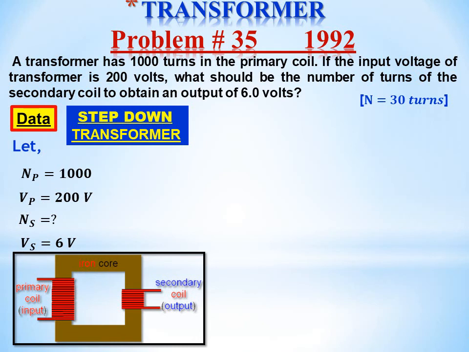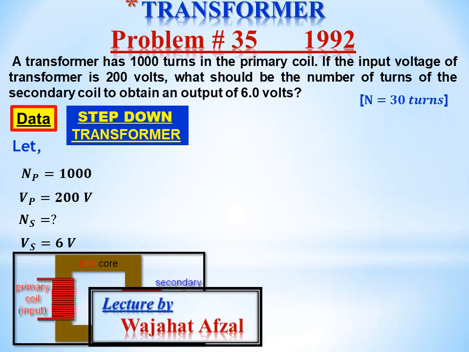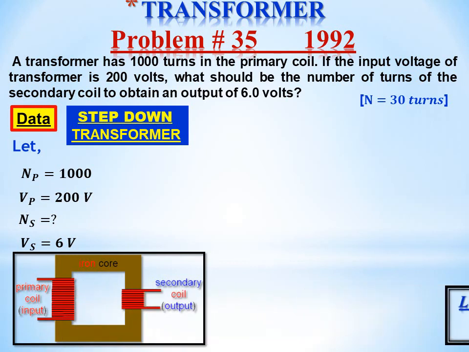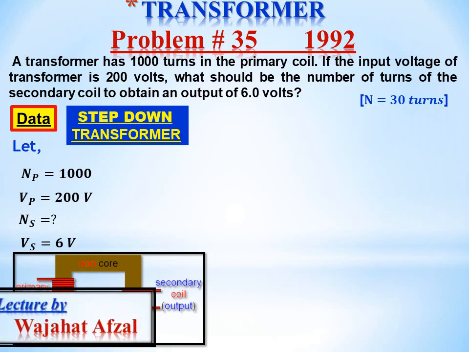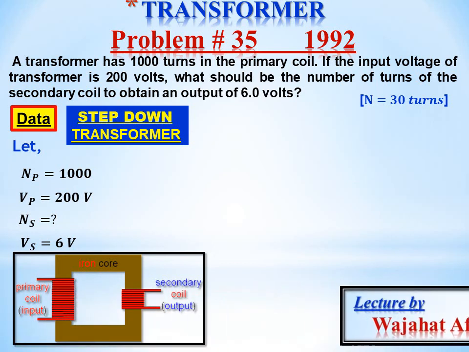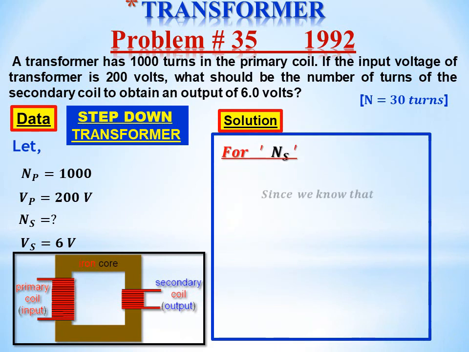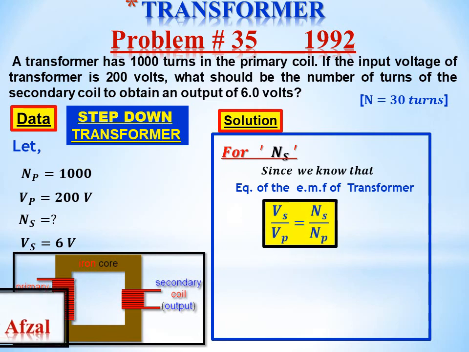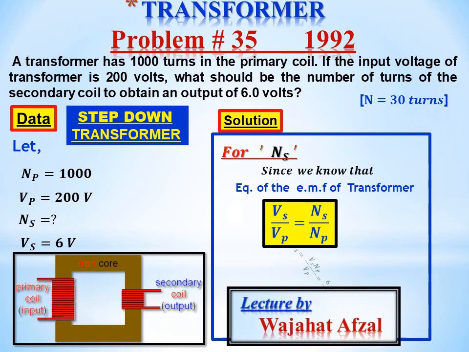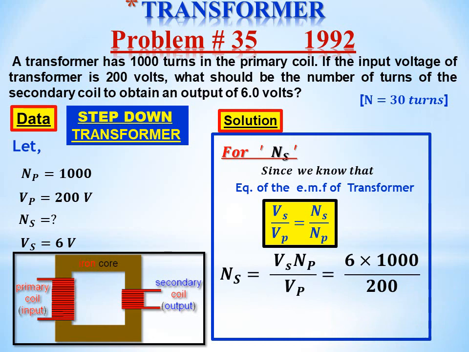तो यहाँ पे प्राइमरी कॉयल का जो हमारे पास EMF या पोटेंशियल डिफरेंस है वो 200 है, और सेकेंडरी का जो है वो 6 वोल्ट है. तो सेकेंडरी का कम वोल्टेजेस आ रहे हैं, तो फिर हम ये कह सकते हैं कि वहाँ पे नंबर ऑफ टर्न्स भी कम होंगे, because you know that the EMF induced in the transformer only depends on the number of turns. Okay, now in the solution, we know from the equation of EMF of the transformer that Vs upon Vp equals Ns upon Np. So solve this equation for Ns and placing the values, you will get the number of turns in the secondary as 30 turns.